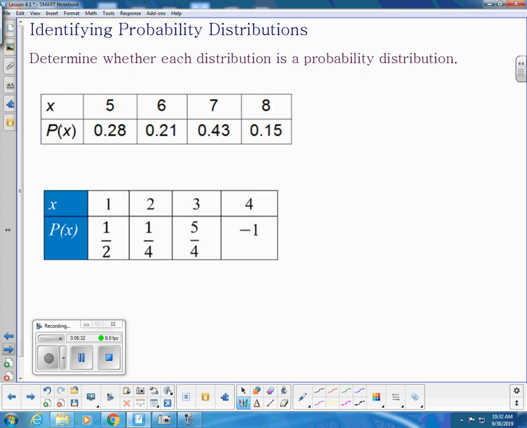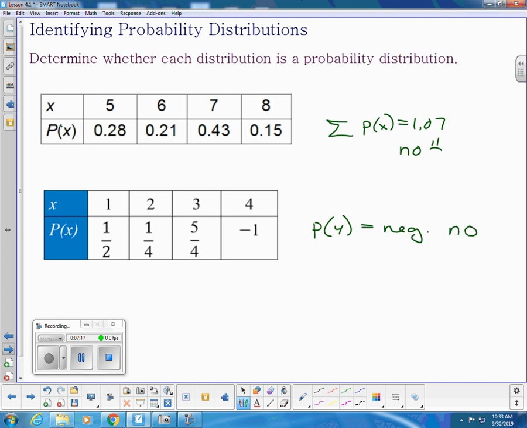All right. Is this a probability distribution? Same thing. The sum of the probabilities here is what? 1.07. So this is a no. It's not a probability distribution. What about this one here? If I add these up, no? We're sure? Why? It's kind of negative, right? P of 4 equals a negative. So this is a no.